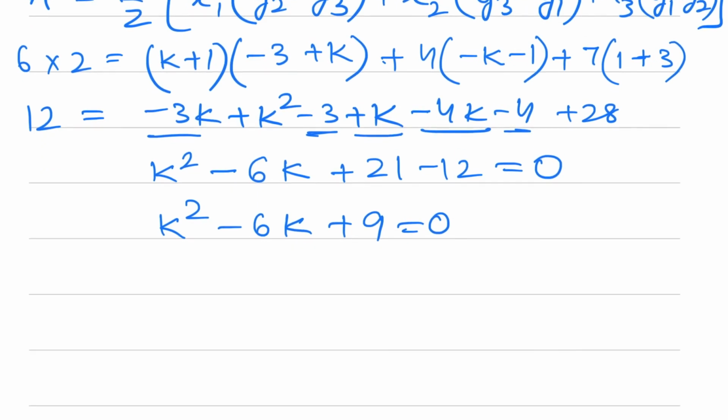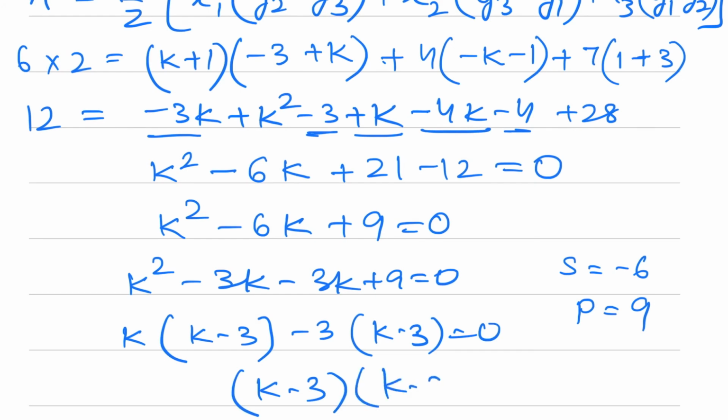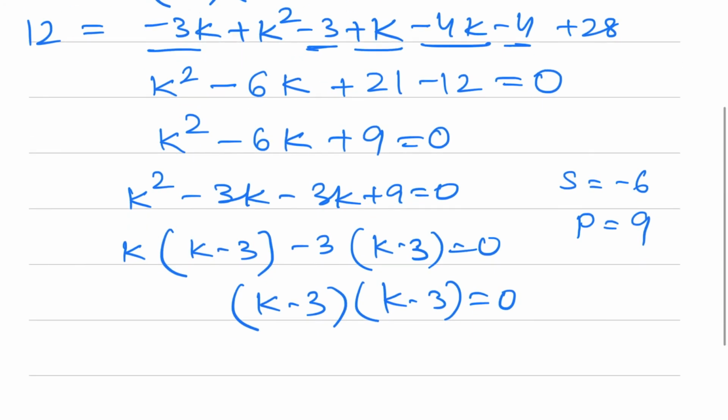We have got a quadratic equation here. So we have to split the middle term such that sum is equal to minus 6 and product is equal to 9. So we will have minus 3 and minus 3. We have k square minus 3k minus 3k plus 9 is equal to 0. K is common, k minus 3 minus 3, k minus 3 is equal to 0. So k minus 3 into k minus 3 is equal to 0. So k is equal to 3.